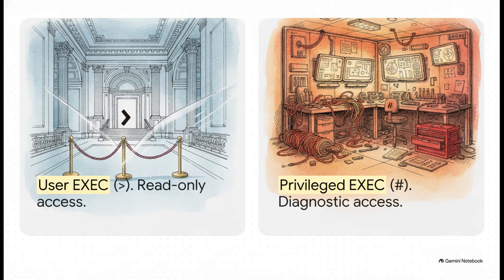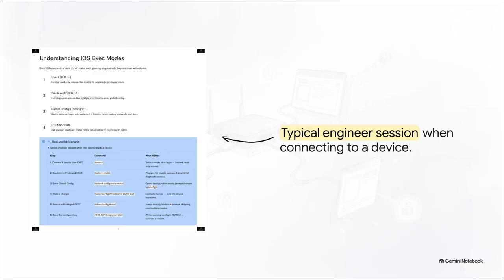Now on the right, we have privileged exec mode, marked by the # or hashtag. This is the manager's office. Here you have full diagnostic access and the clearance you need to start making actual system changes. Let's walk through a real-world scenario straight from Chapter 9 of our source text to map out the exact session an engineer runs through when first connecting.